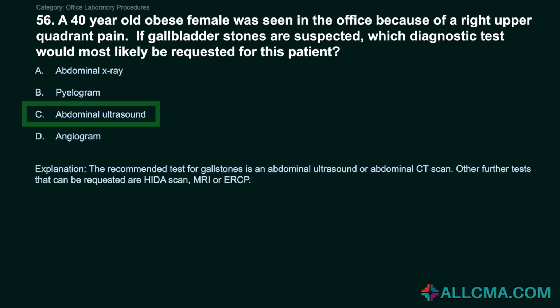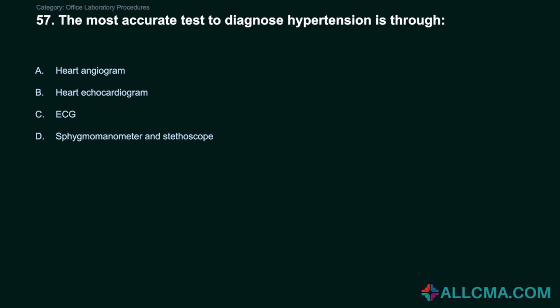The recommended test for gallstones is an abdominal ultrasound or abdominal CT scan. Other further tests that can be requested are HIDA scan, MRI, or ERCP. 57. The most accurate test to diagnose hypertension is through A. Heart angiogram, B. Heart echocardiogram, C. ECG, D. Sphygmomanometer and stethoscope.